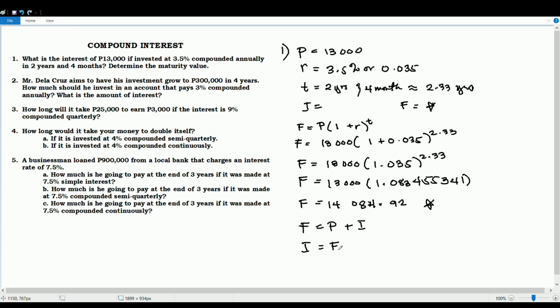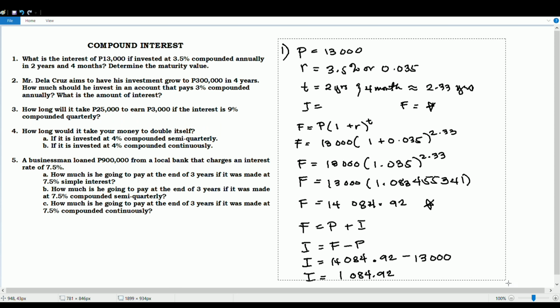So we have F minus P. In that case, I is equal to our F, which is 14,084.92 minus 13,000. Therefore, the amount of interest will be 1,084.92 pesos. Okay, so that's item number 1. Now let's proceed to item number 2.